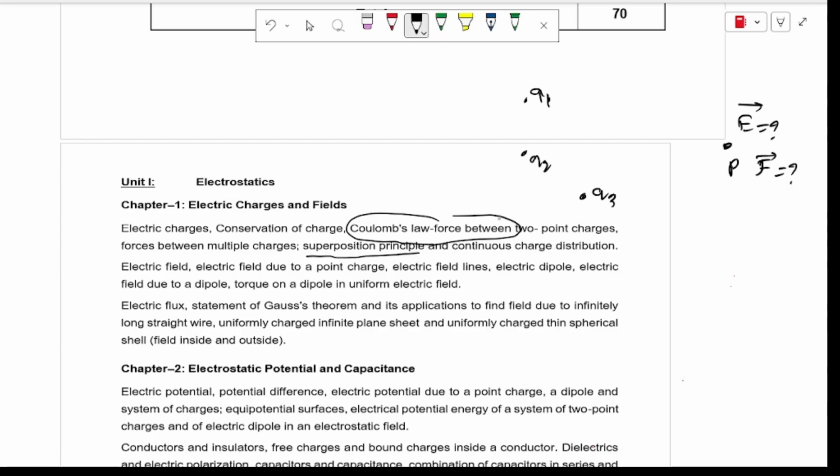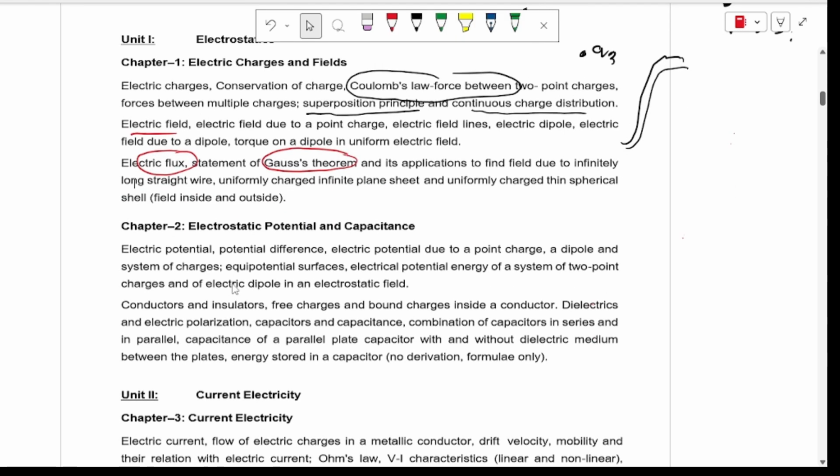Now, if charges are not discrete, if they are continuously distributed, as in a current carrying wire, then we will take the continuous charge distribution situation. Then we will calculate the expression of electric field, and then Gauss law or Gauss theorem, electric flux. Then in chapter 2, we'll calculate the expression of electric potential, and capacitance, dielectrics.